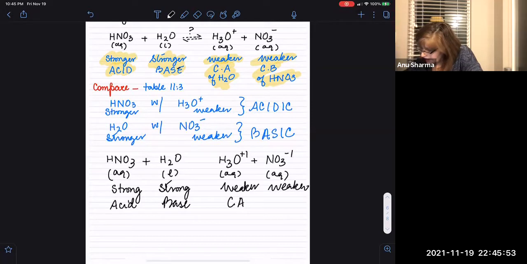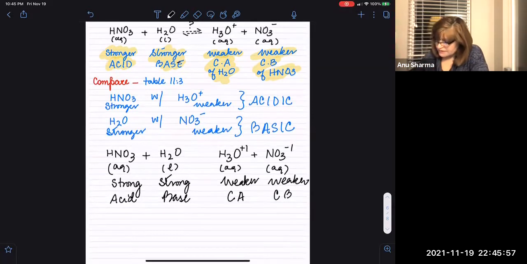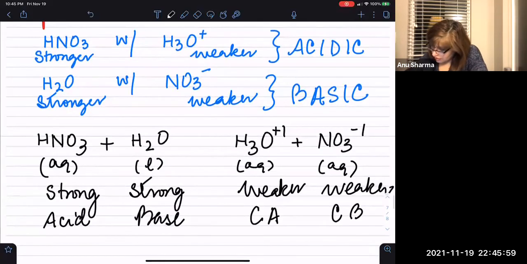Conjugate acid and conjugate base. So the direction of the equilibrium is from the strong to the weak side. Okay, the weaker side is going to sit a little bit at the back. It's still an equilibrium, but moving forward.